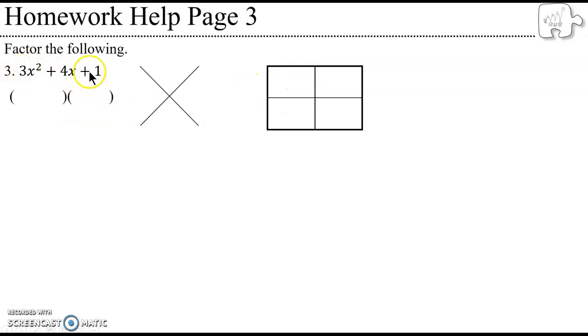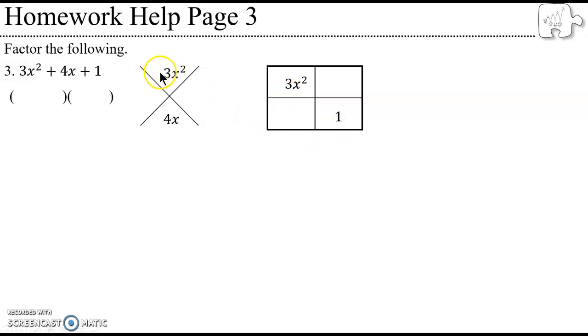So 3x squared times 1 is just 3x squared. The middle term goes on the bottom. The first and the last go in the corners. Remember, this was an algorithm because it'll work every single time, unless the problem's not factorable.